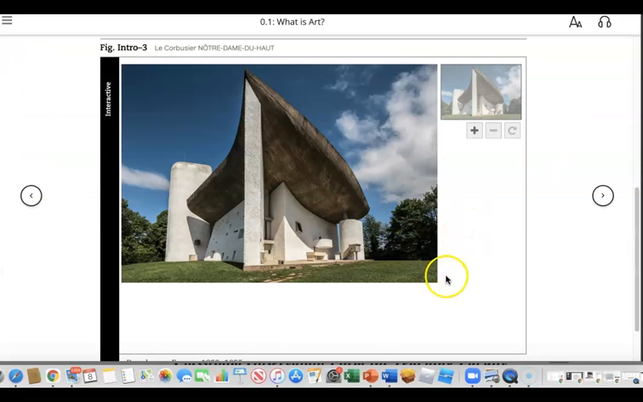So applying this to a work of architecture like Le Corbusier's Notre Dame du Haut, the cathedral of Our Lady in the city of Ronchamp, you see lots of shapes, right? So you have the rectangular shape of this cement vertical beam, and you see the triangle shape of the roof and the way it curves, and you see the various cylindrical shapes and forms.